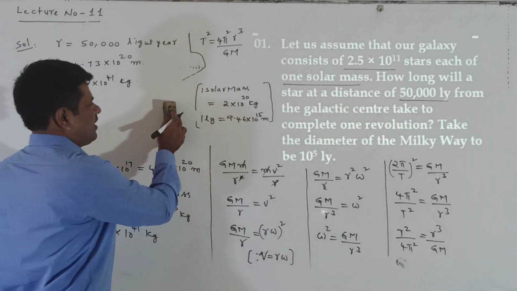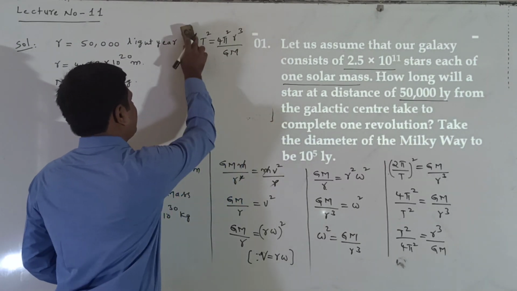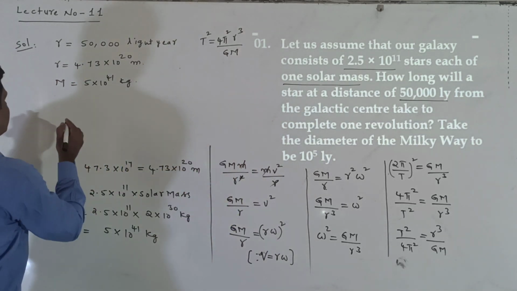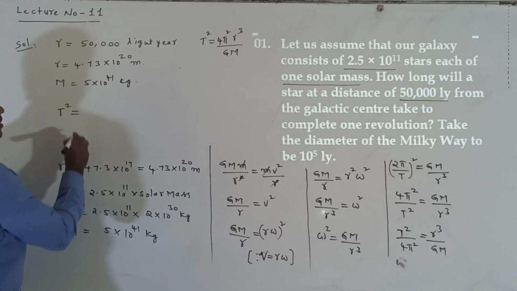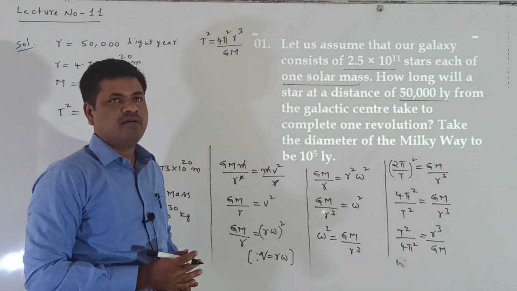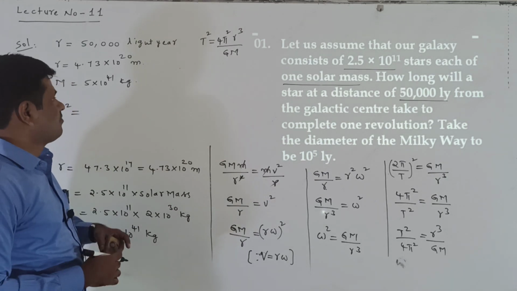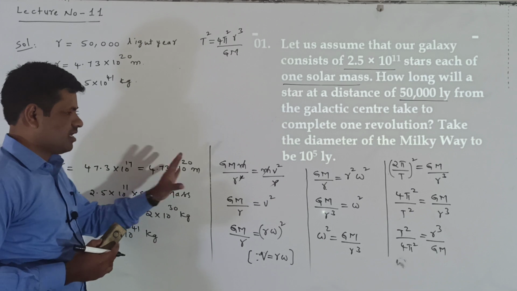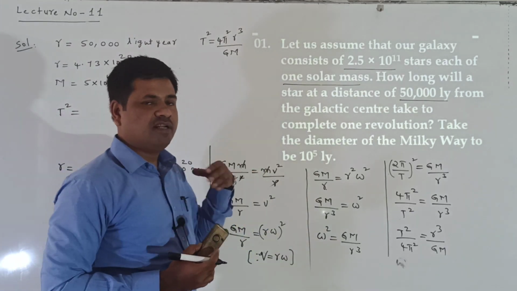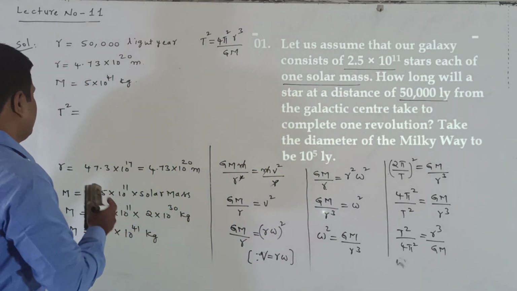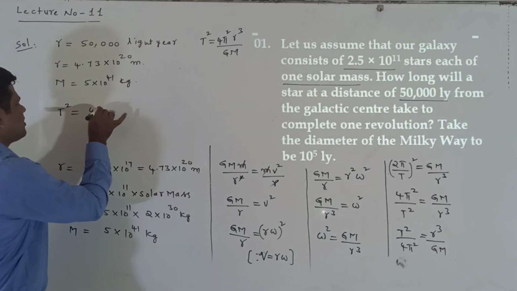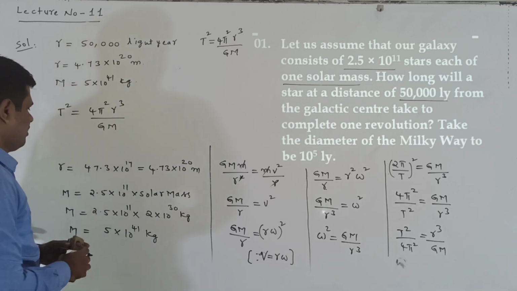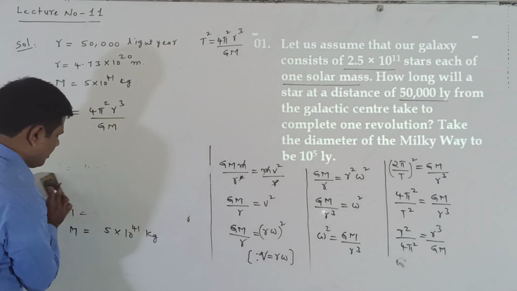And next I am writing the formula also. The final formula is T squared is equal to 4 pi squared r cubed by GM. First make all these changes to the values, and after changing, substitute these values in this formula.